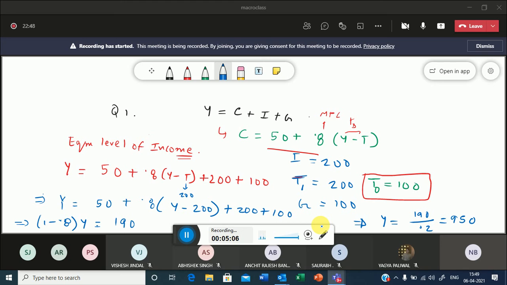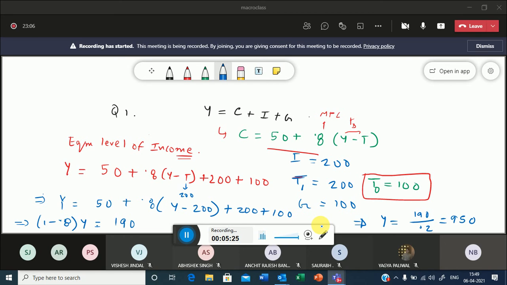Everyone clear with the first part of the question? Any question? Sir, yes. I did the same thing, but I took 0.8 as 8 because that is what I was seeing, so that is why it went wrong. That's fine. So long as the process is fine, it's okay.